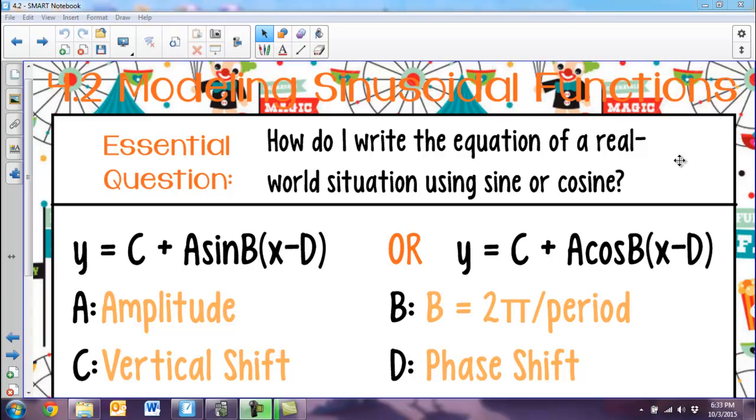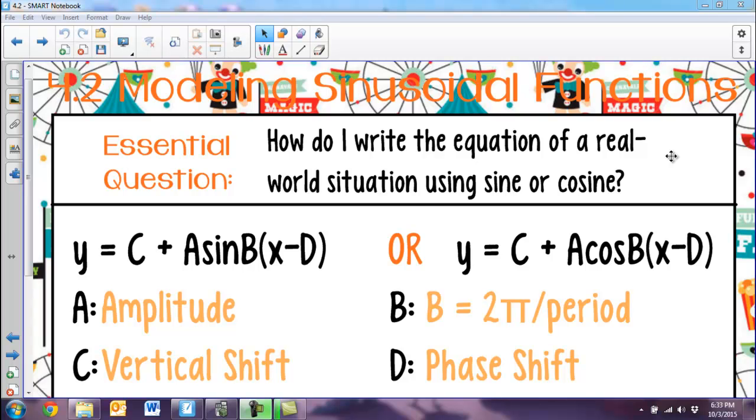Hey guys, today we are going to continue using those sinusoidal functions, and today we're going to be doing the real world applications, the practical applications of these guys. So the essential question today is, how do I write the equation of a real world situation using sine or cosine? And this is going to take us back to unit 2, 2.3, especially for writing the equations of sinusoidal functions.